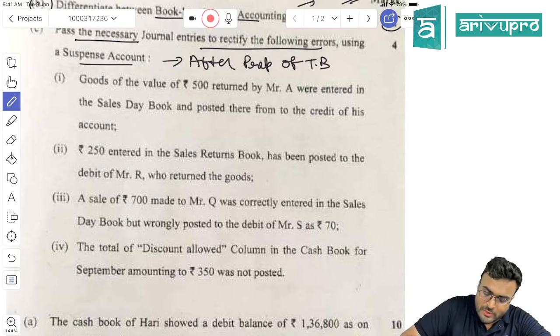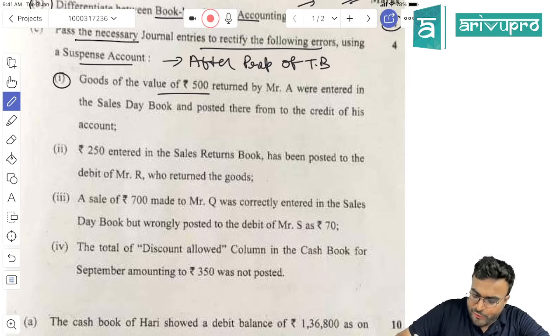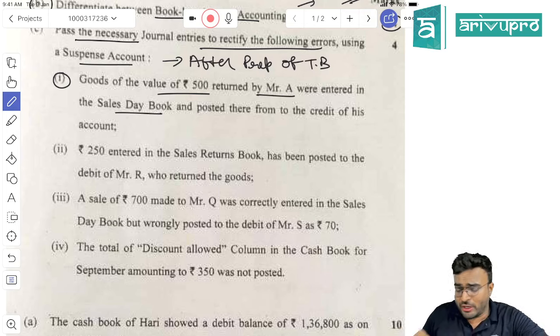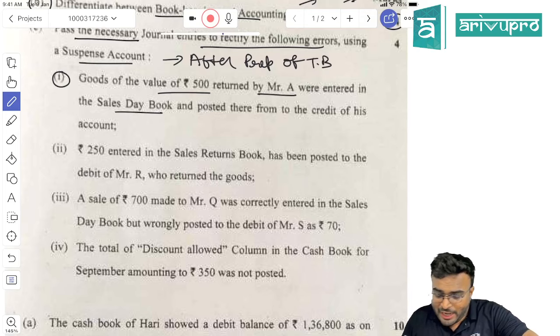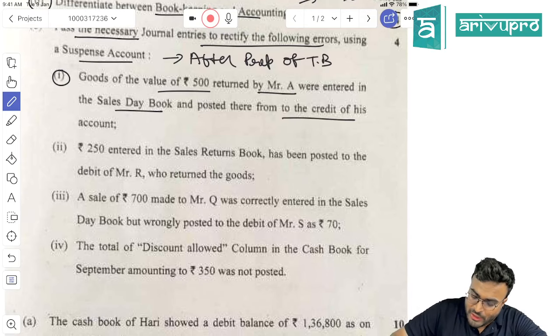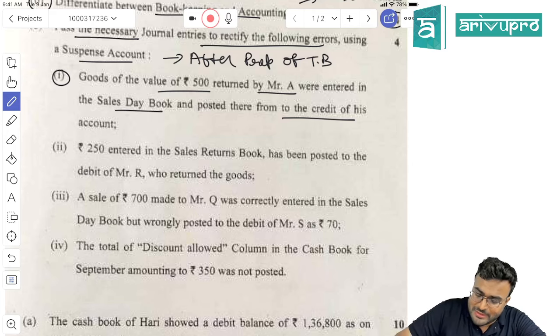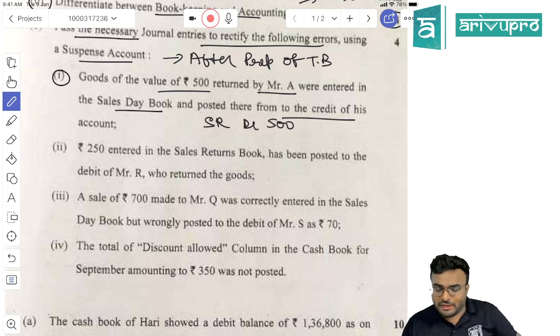Okay, let's see the first one. Goods of the value of 500 returned by Mr. A were entered in the sales day book and posted therefrom to the credit of his account. Goods are returned, so it should actually be sales return. So sales return account should be debited 500.